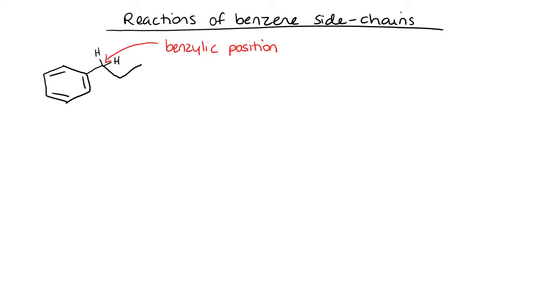Now, since this is in such close proximity to our benzene ring, the benzylic position provides stabilization to radical and carbocation intermediates. So let's take a look at a couple of reactions that this molecule can undergo involving radicals and carbocations and see how it influences the product.